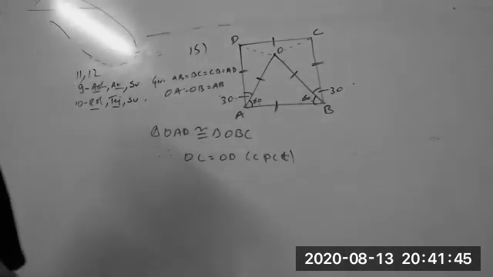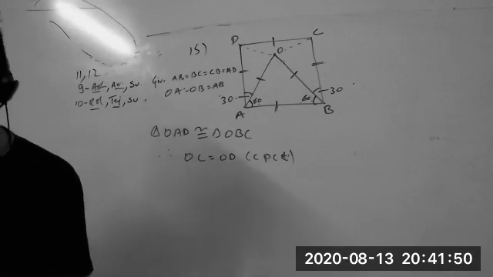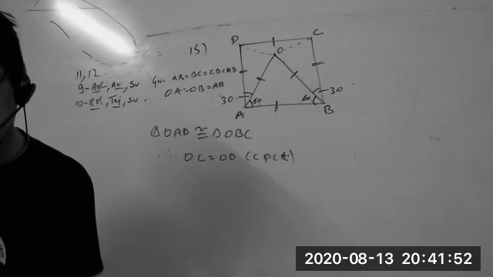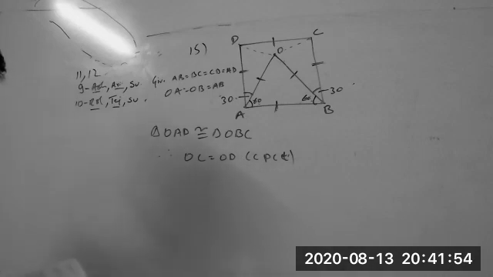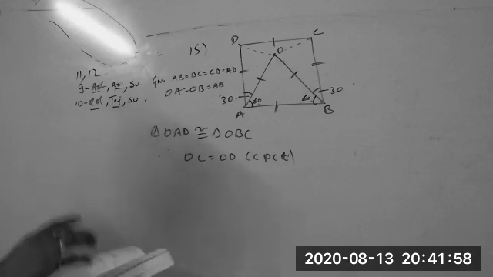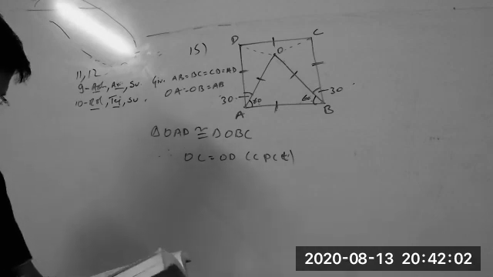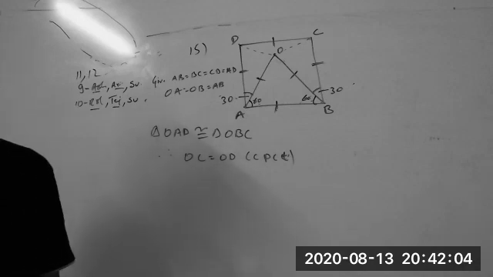Got it? Yes, sir. Who has joined with DC? Dia? No, gone. Okay, 15 done. Understood? Now I will do the 14th question.